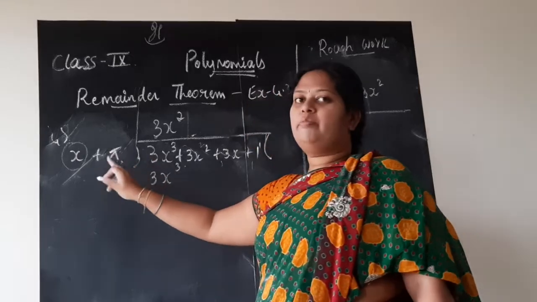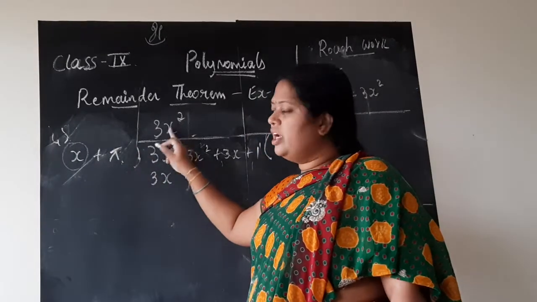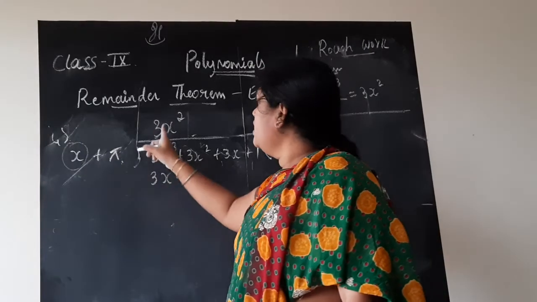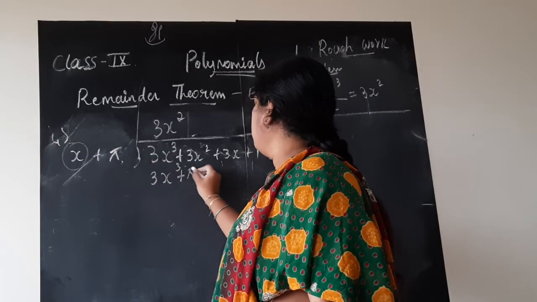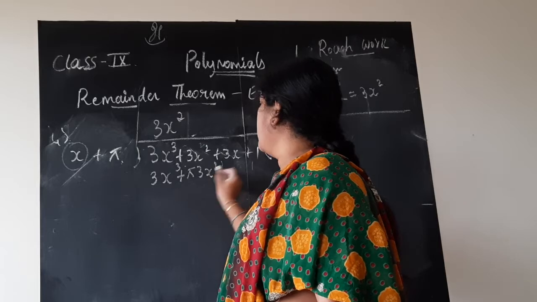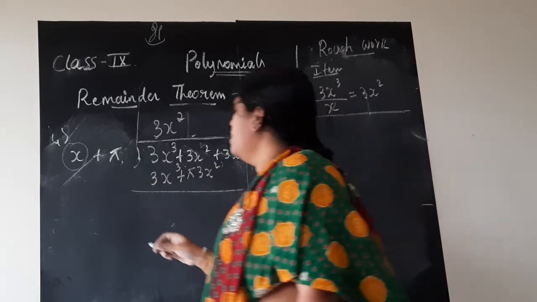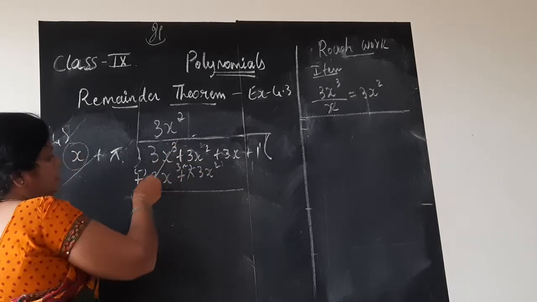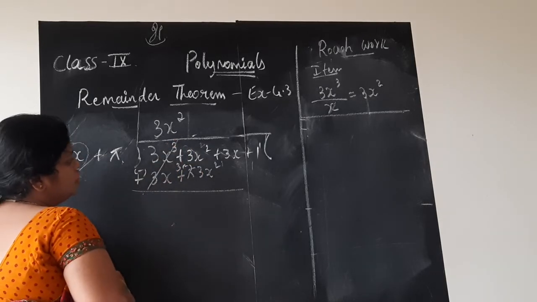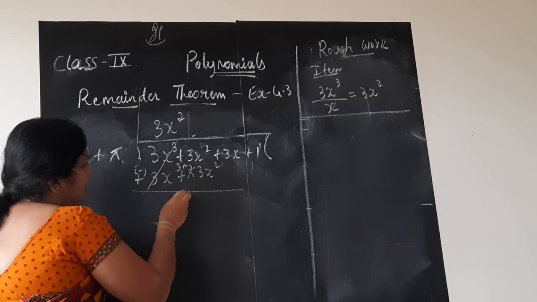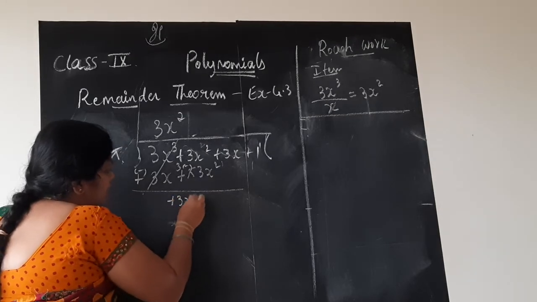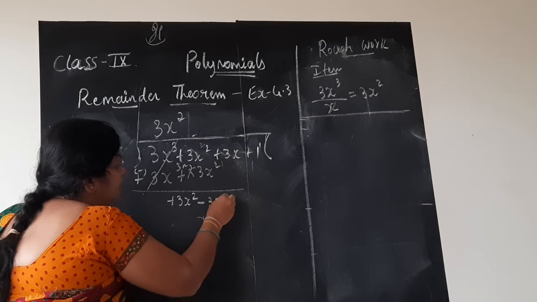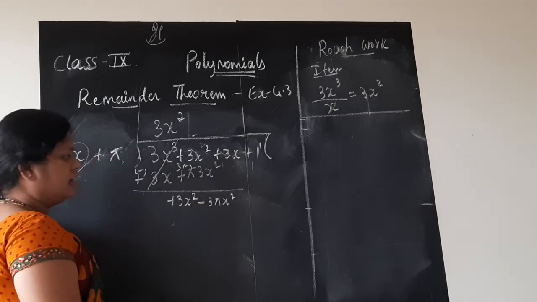Whatever we had with half previously, we do the same here also: pi into 3x square is plus 3 pi x square. Now change the sign. Plus 3x cube minus 3x cube got cancelled. Now I have plus 3x square minus 3 pi x square.